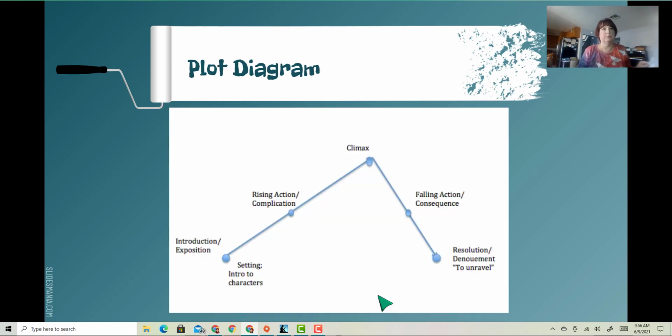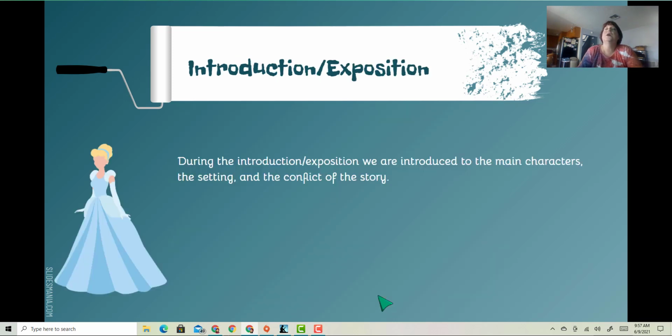This is called the plot diagram. And this, you're going to want to pause the video here so that you can fill it in on your note sheet. But we are going to go over the introduction (exposition), the rising action (complication), the climax, the falling action (the consequence), and the resolution (denouement) through this slideshow. In the introduction, or exposition, we are introduced to the main characters, the setting, and the conflict of the story.